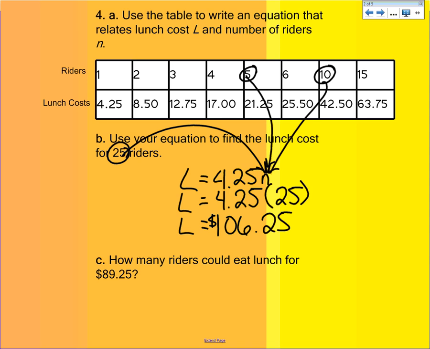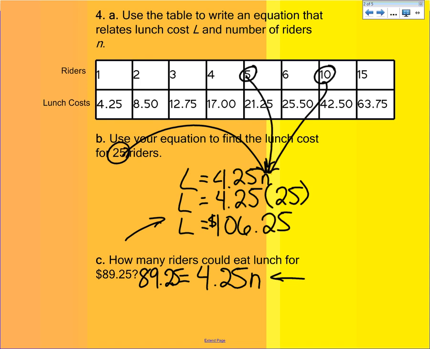All right, so let's rewrite our equation. L equals 4.25n, right? Well, in this case, we know what L is. We don't know what n is. It's kind of backwards from what we're used to. So I'll replace my L with 89.25. That equals 4.25n. Well, now what do I do? I've got to get rid of that 4.25. I've got to get n by itself so I can see what n equals. Just like up here, I have L equals. I need to know what n equals now. So how do I get rid of this 4.25 being multiplied to the n?